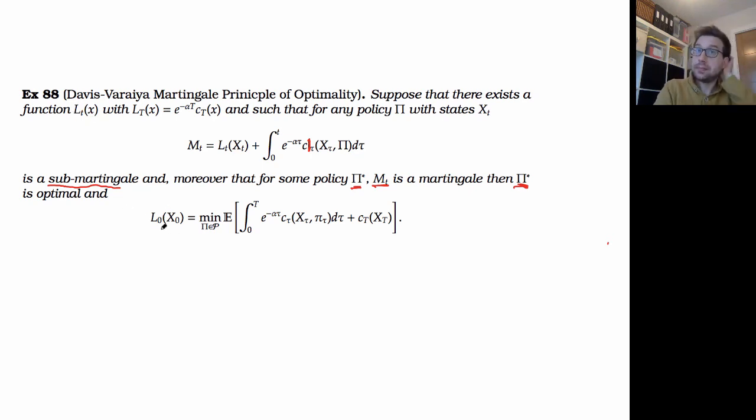Alright, so basically if we can find a function that we can make sub-martingales out of, and we can find a specific policy that makes it a martingale, then we've satisfied optimality. Okay, so it's kind of the analogue of that integral.